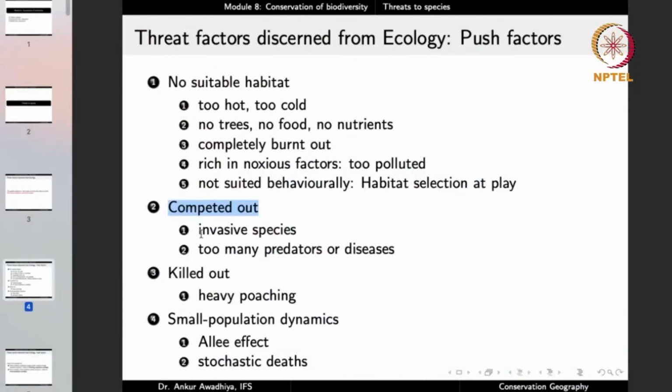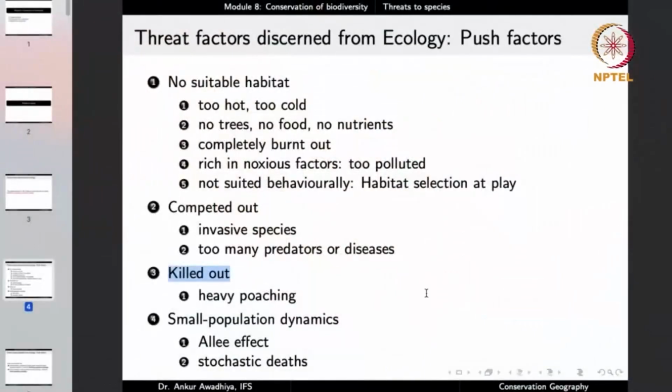And if there are too many predators, too many diseases, too many invasive species, then that acts as a push factor, because the indigenous native vegetation or the animals will be unable to thrive in such conditions. In certain cases, we are directly killing out the animals through poaching. Poaching for fur, poaching for ivory, poaching for skin, poaching for bones, poaching for gallbladder, poaching for meat. You name it and you have those poachings that are going on. That is another major threat to a large number of species, a big threat to our biodiversity.